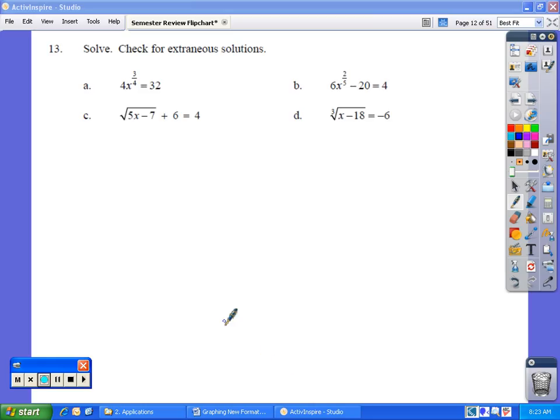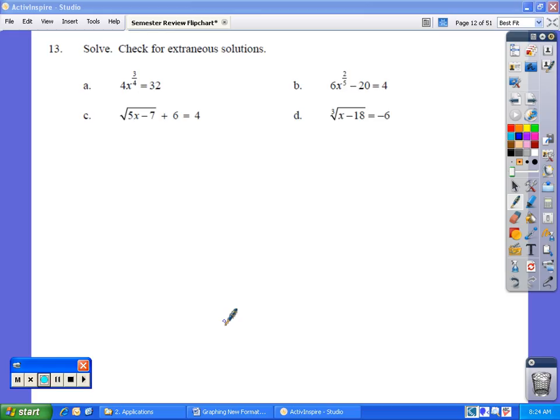Okay, so this one says for number 13, solve and check for extraneous solutions. Extraneous solutions in a radical means that we would have a negative under the radical, which for even roots we're not allowed to have. Or it would mean that if we took a negative number, squared it, but then placed that negative number back into our even root radical, it might not actually give us the same answer that we originally thought we would have. So these are the types of extraneous solutions you want to look for.